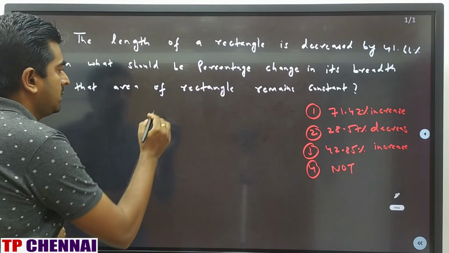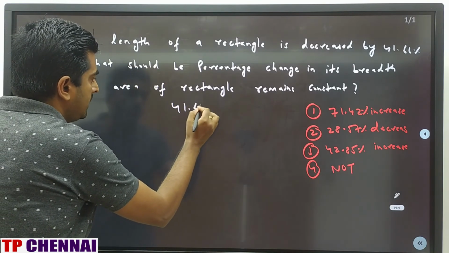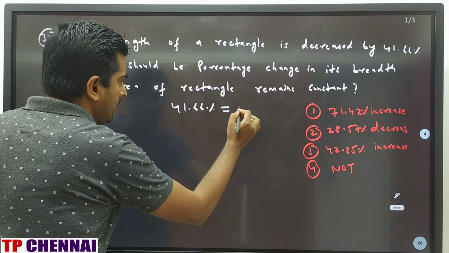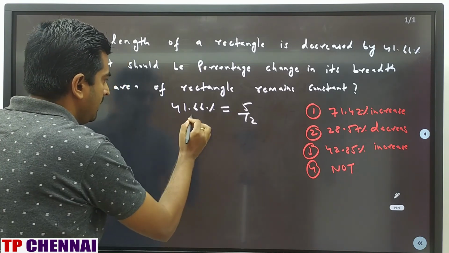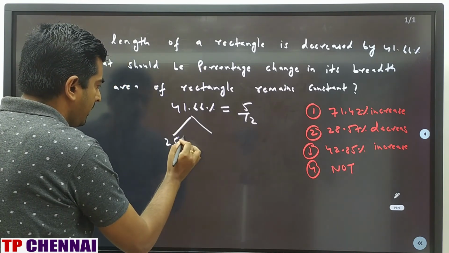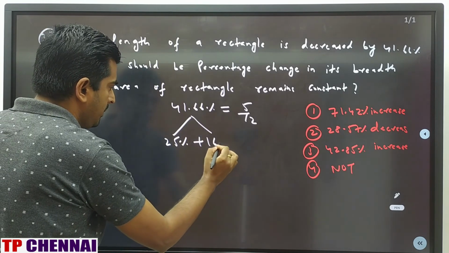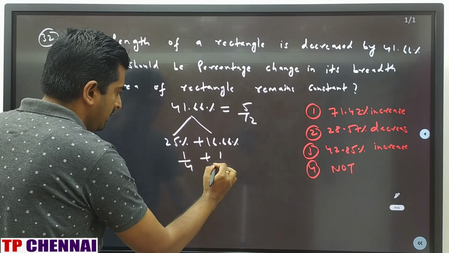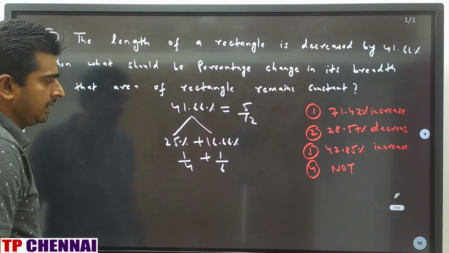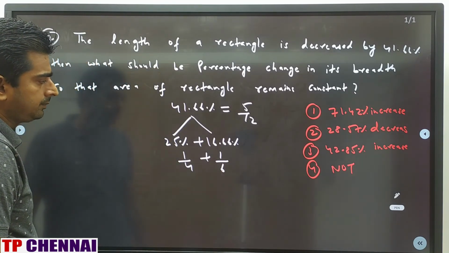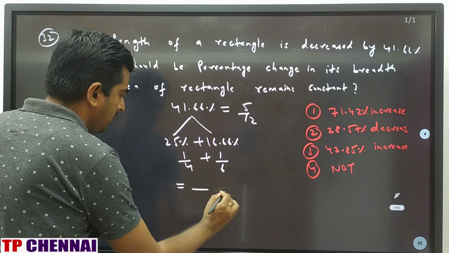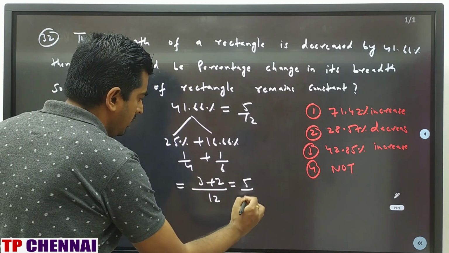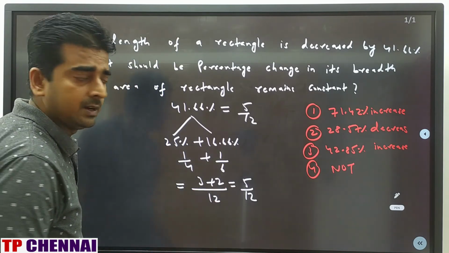First of all, what is the fraction value of 41.66%? It is 5 by 12. Right? It is nothing but 25% plus 16.66%. This is 1 by 4, this is 1 by 6. Right? So this is nothing but how much? 12. This is 3, this is 2, this is 5 by 12. But these things you should not do in the rough sheet. The active value is 12.